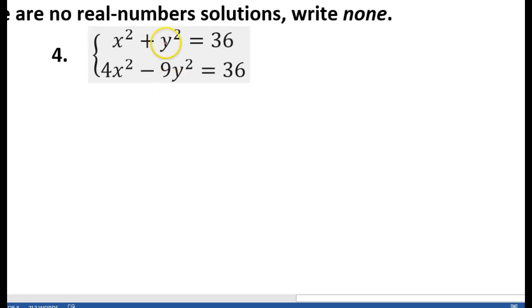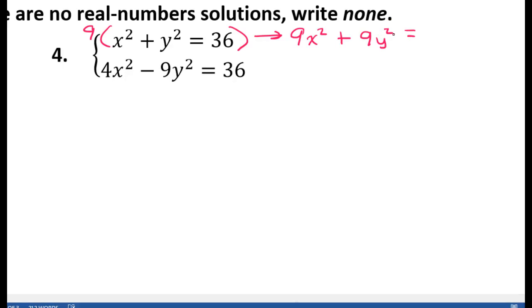If I multiply it by 9, then that would make this 9y squared, which would be the opposite of this. So that's why I'm going to take the top equation and multiply it by 9 to create opposites that cancel. So the top equation will become 9x squared plus 9y squared is equal to, I'm grabbing my calculator real quick, 36 times 9, that's 324.